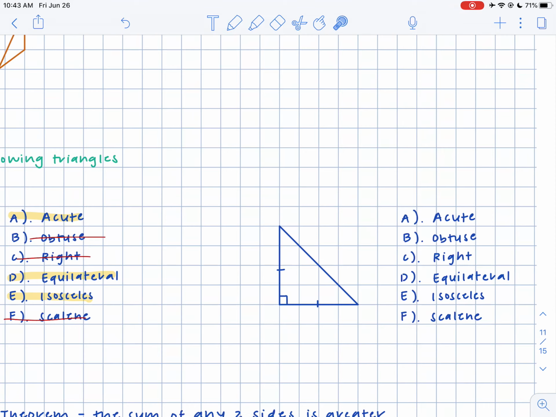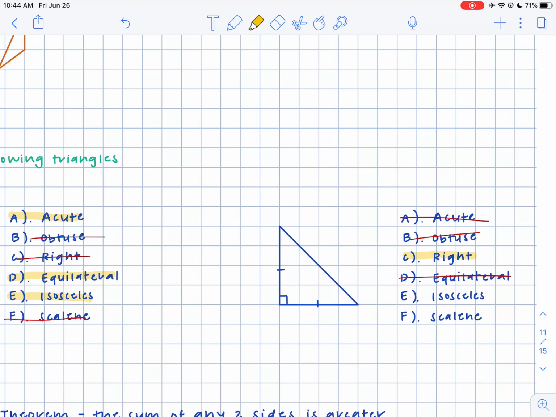No, we see this right angle here, so it has to be right, and therefore it can't be acute, it can't be obtuse. Now let's classify it based on the sides. Is it equilateral? Well, no. Remember, it needs 3 congruent sides. In this case, there's only 2.